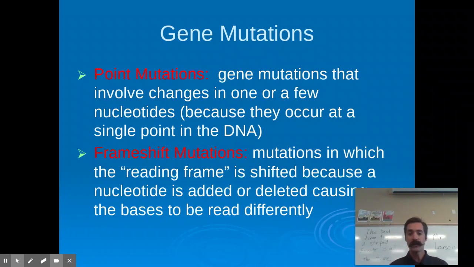One is called a point mutation. That involves a change in one or only a few of the nucleotides. So basically, this is a sort of mutation that only happens with one or maybe two or three different nucleotides within a DNA sequence. We have what are called frame shift mutations. Basically, what that means is a nucleotide is deleted from a sequence accidentally. This sometimes happens. And then what is read is completely different than what was read before.